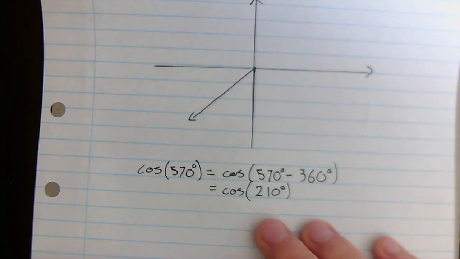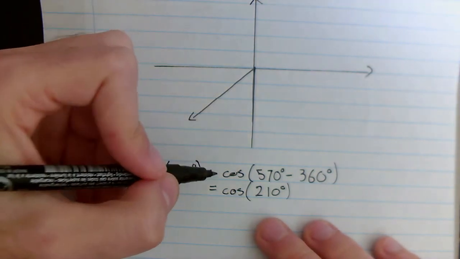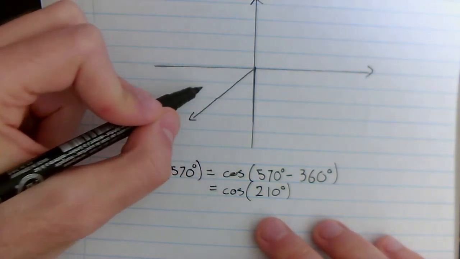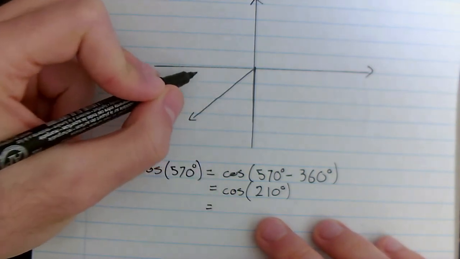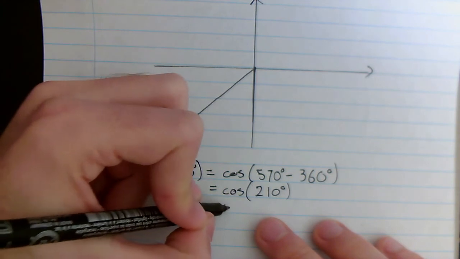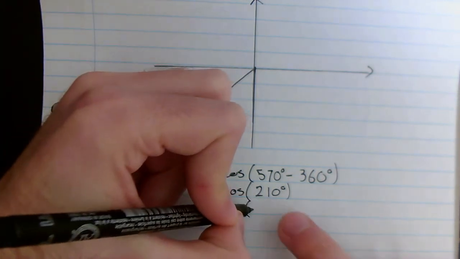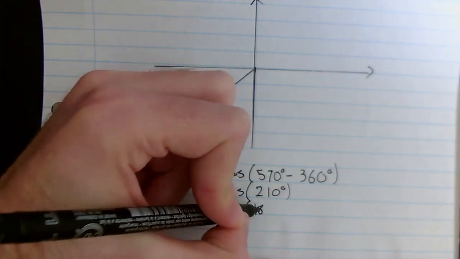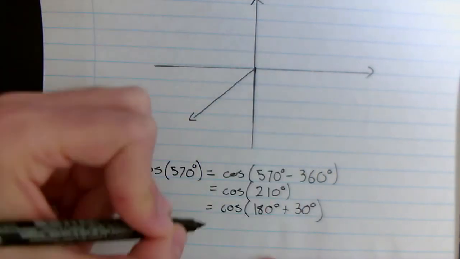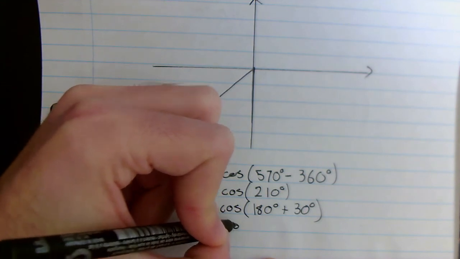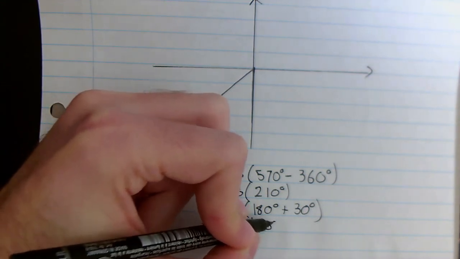So once I'm at 210 degrees, and I've identified that I'm in the third quadrant, how do we define angles in the third quadrant? It's going to be 180 plus theta. So 210 degrees is equal to 180 degrees plus how many? And that's 30 degrees. And I relate this in terms of my acute angle, which is the 30 degrees.